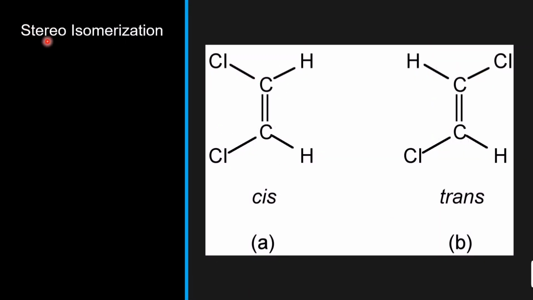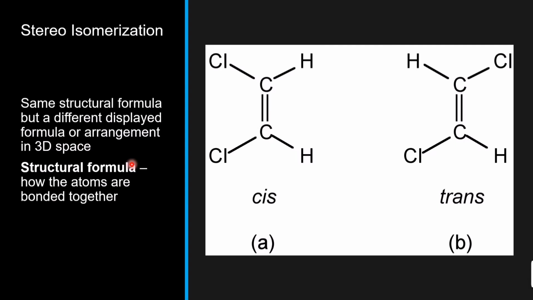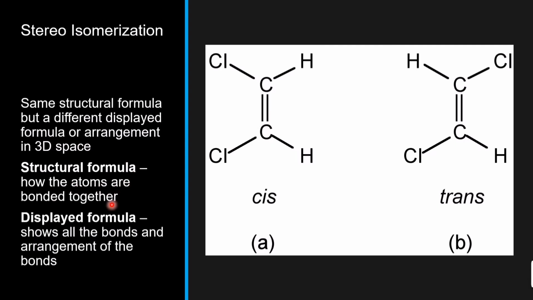And now we're moving on to stereoisomerisation. As a whole, this is isomers with the same structural formula, but a different displayed formula or arrangement in 3D space. So our structural formula, as before, is how the atoms are bonded together. And our displayed formula shows how all the bonds are arranged.